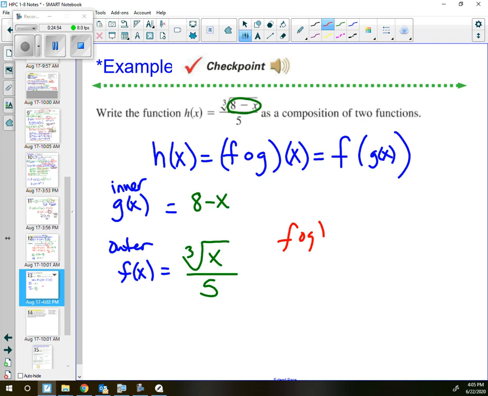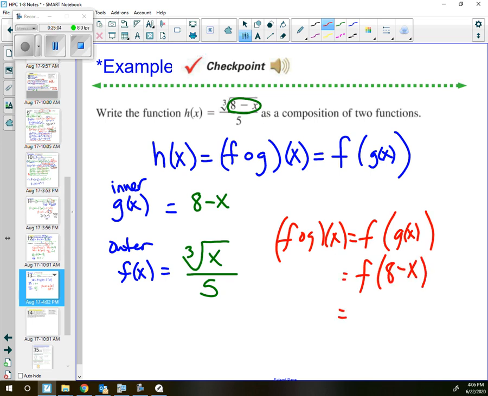But we want to do f of g of x, and our inner that we're thinking here is going to be 8 minus x. So let's just try this kind of from the beginning. If this is our rule for f, we'd be taking the cube root then of 8 minus x. I'd be plugging it in and then over 5. Yep, works great. So inner and outer, that's a real natural way to do it.